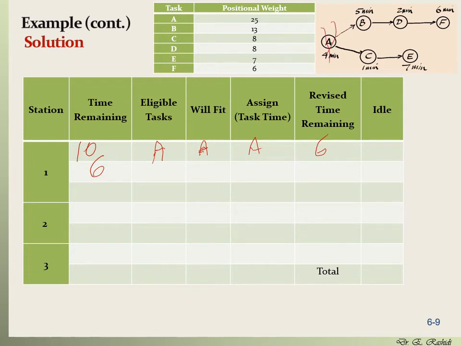We assign task A, so now we have two choices here, B and C. So the eligible tasks are B and C.